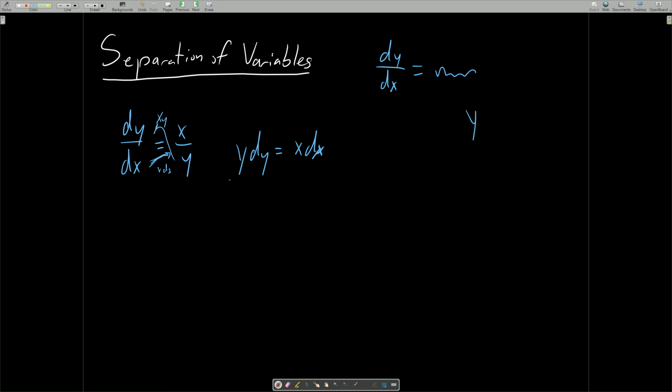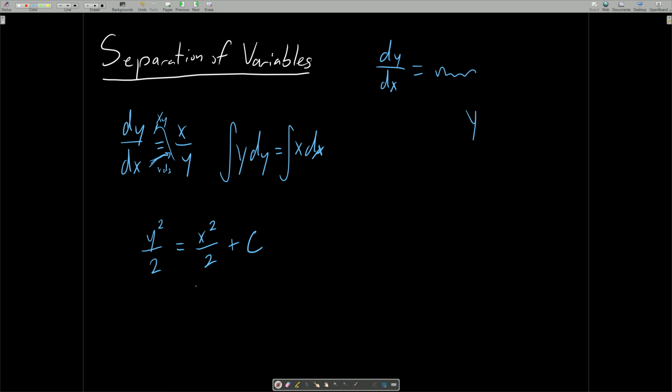Now what we can do here is integrate both sides. For this one, we'll use the reverse power rule to get y squared over 2 plus c equals x squared over 2 plus c. These are just combined into one big plus c on the right. The reason the c's don't cancel out is because we're doing two entirely different integrations, one with respect to y and one with respect to x. So we're still going to need a plus c on the end here.